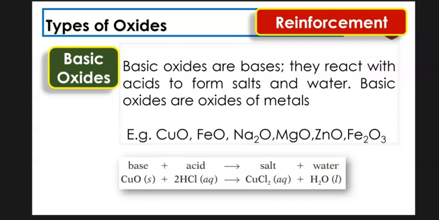Of course, you know the basic oxide, like some of you have explained already. The basic oxides are bases and they react with acids to form salts and water. So basic oxides are usually oxides of what? Of metals. So examples, just take any metal with oxygen, then you have your basic what? Oxide. Copper oxide, iron oxide, sodium oxide, magnesium oxide, and so on and so forth.